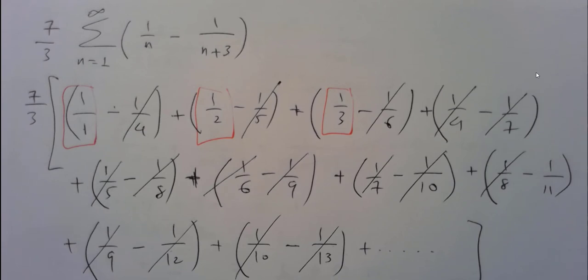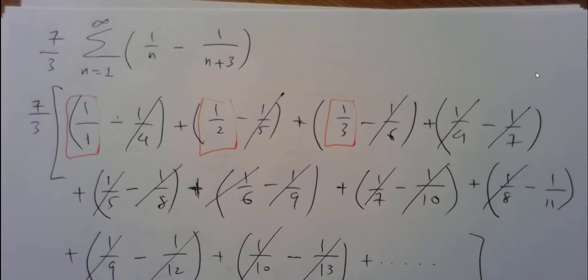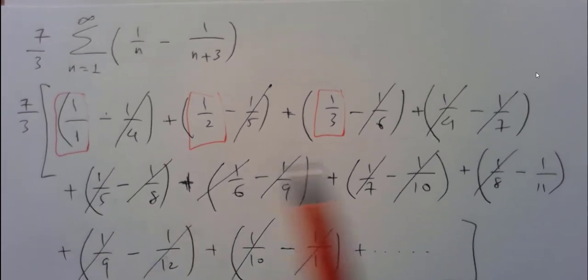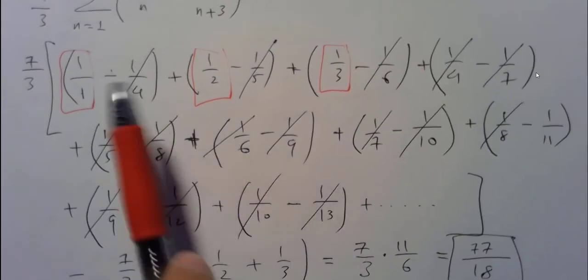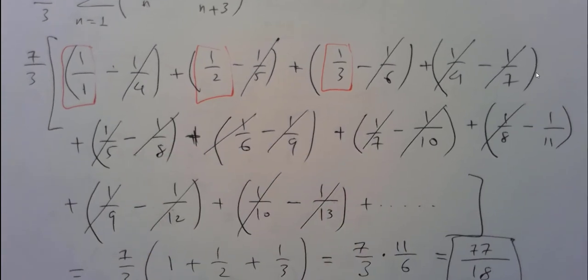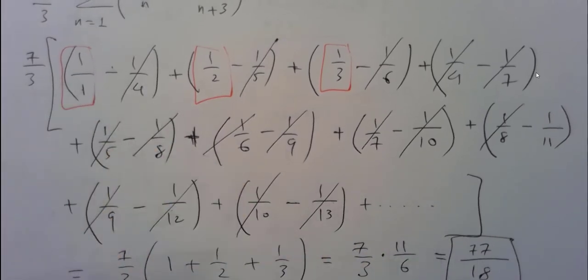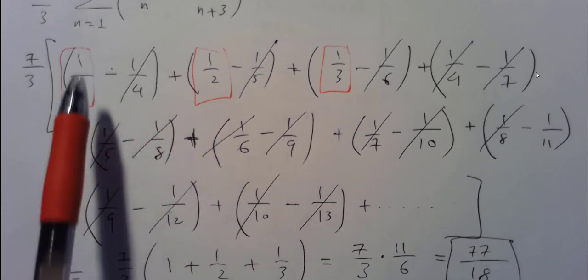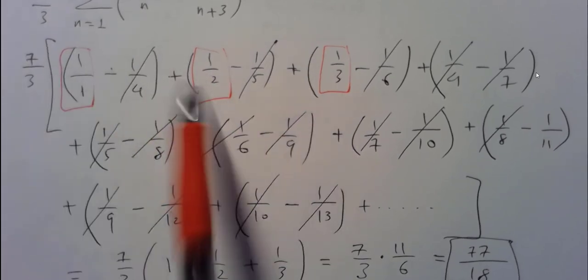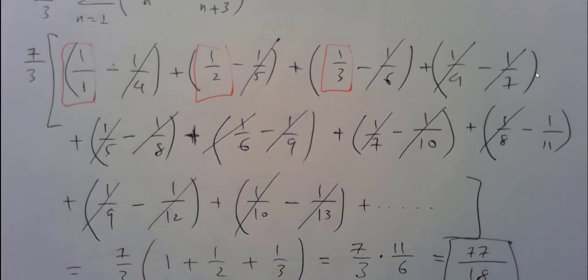But in general, for the telescoping series, most of the terms will cancel out except a very few terms that remain after we sum all the series. But we don't know exactly what the terms should be. So maybe the first term and the end term remain after we sum them all together. Or in this case, the first three index terms remain after we sum them together. So it depends on the problem.